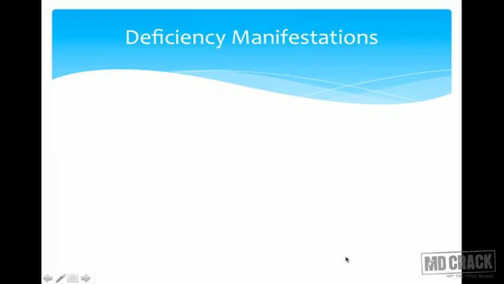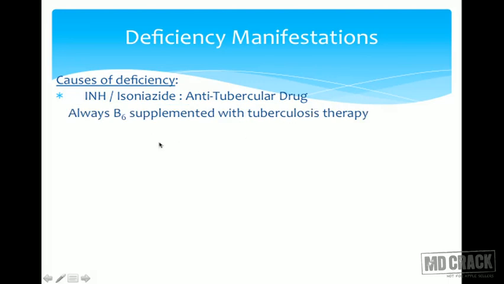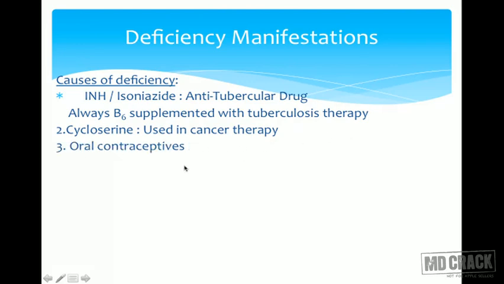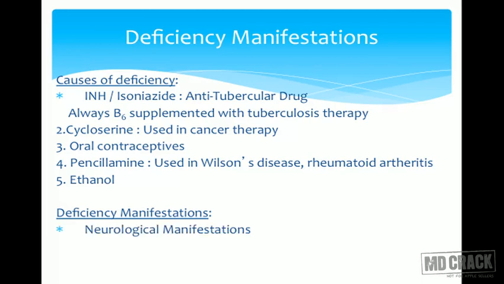So what will be the deficiency manifestations? What are the causes of deficiency? Mainly one important cause is isoniazid, INH, which is an anti-tubercular drug. Always B6 is supplemented along with tuberculosis therapy. Cycloserine, which is used in cancer therapy. Oral contraceptives can also lead to vitamin B6 deficiency. Penicillamine, which is used in Wilson's disease and rheumatoid arthritis. Ethanol. And the deficiency manifestations include neurological, dermatological, and hematological manifestations.